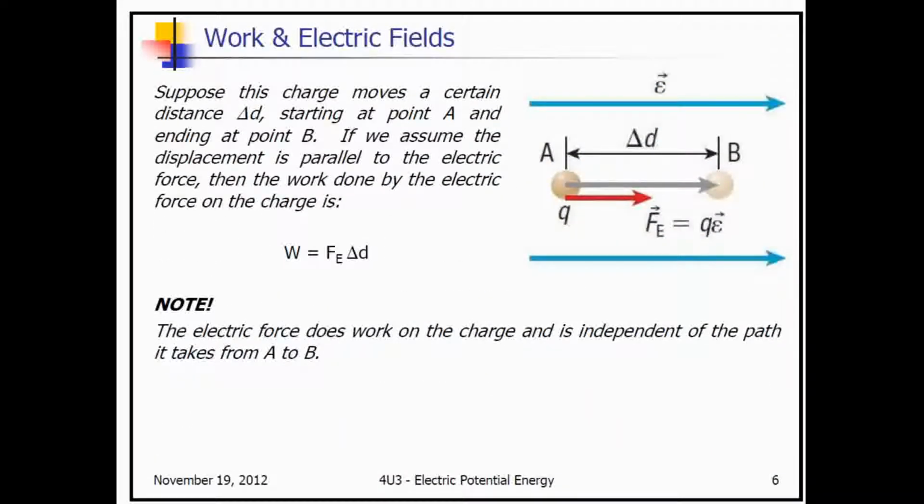So now I'll read through this because this talks about work. I've already kind of explained it, but it says, suppose this charge moves a certain distance, delta d, starting at point A and ending at point B. If we assume the displacement is parallel to the electric force, then the work done by the electric force on the charge is work equals force times distance. Same equation, but now it's electric force.